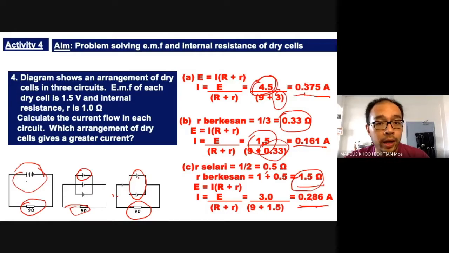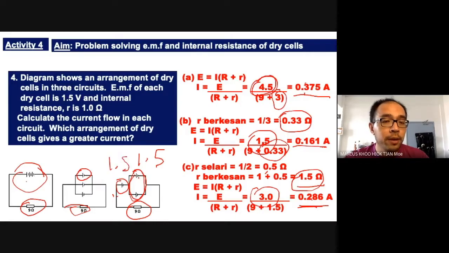Take a look at the EMF. The EMF is 3 because over here the EMF is only 1.5, whereas over here it is also 1.5. Remember that when batteries are arranged in parallel, they have a choice. Current has a choice: one to flow through here or one to flow through here. Sorry, I'm not supposed to say it like that.